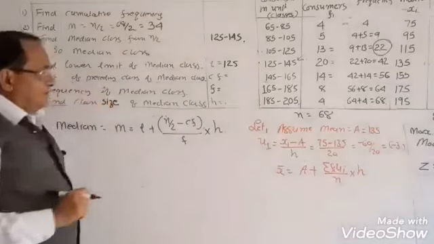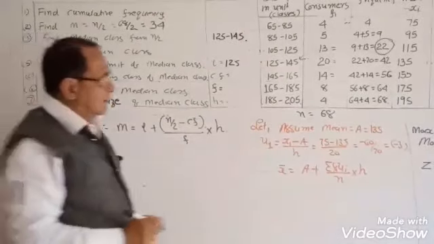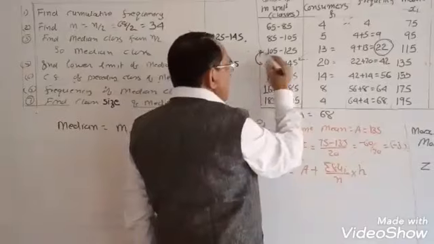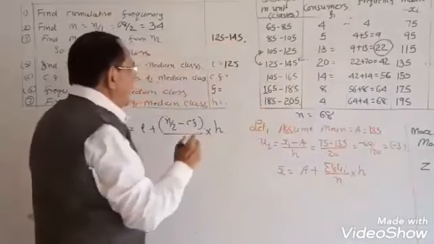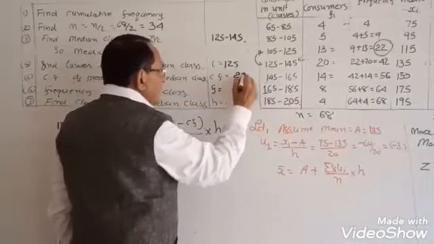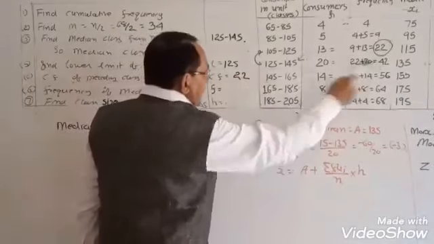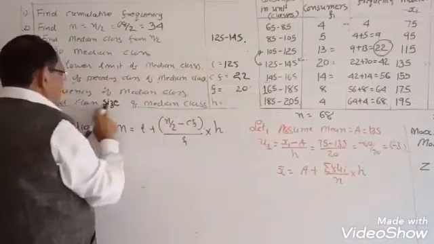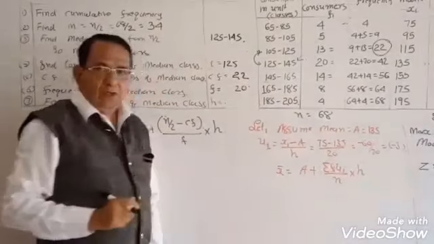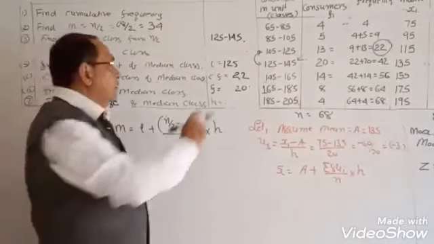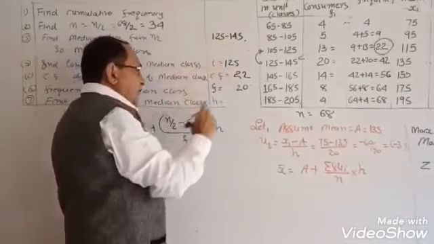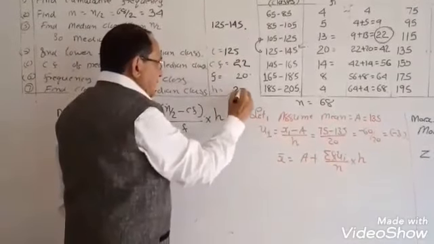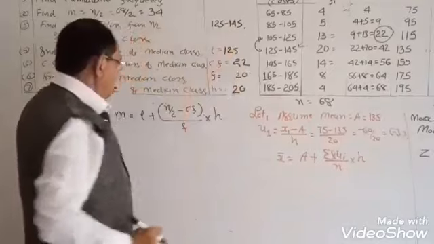Cumulative frequency of the preceding class of the median class, 22. Frequency of the median class, 20. Class size of the median class, upper limit minus lower limit, 145 minus 125, that is 20. The difference of this one.